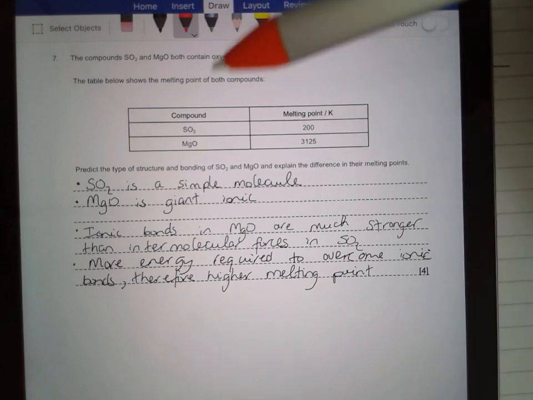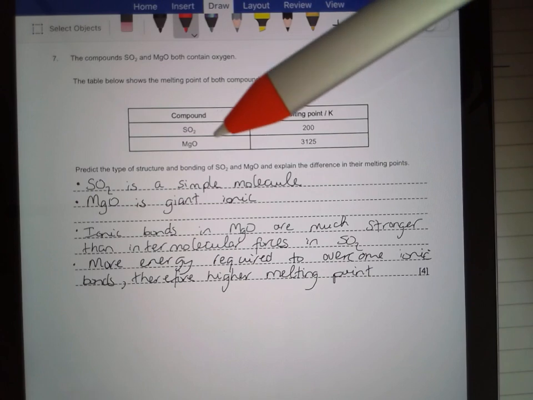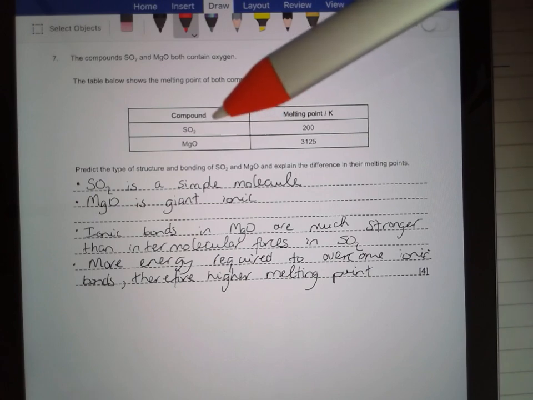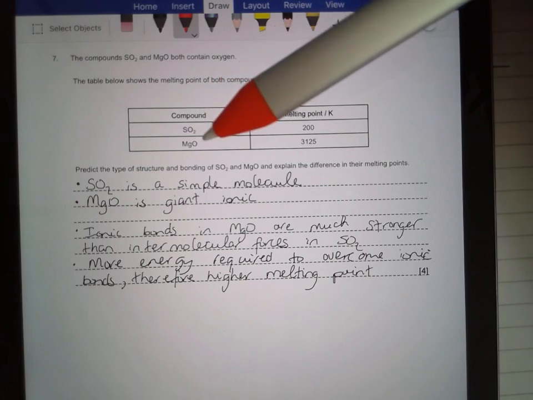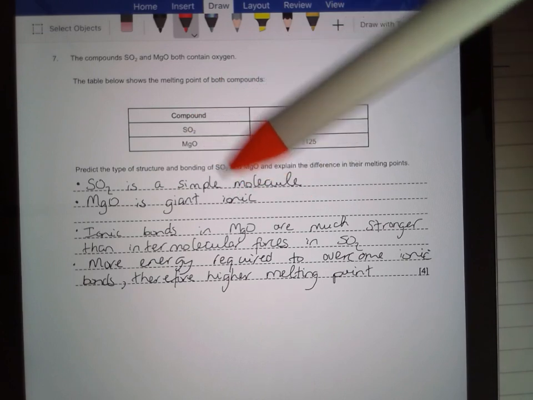7, you're asked to compare them both, okay? You're asked for the type of structure. All they want with type of structure is tell me that SO2 is a simple molecule, covalently bonded, and then MgO, you've got a metal and a non-metal, it's going to be giant ionic. So there are your 2 marks for structure.